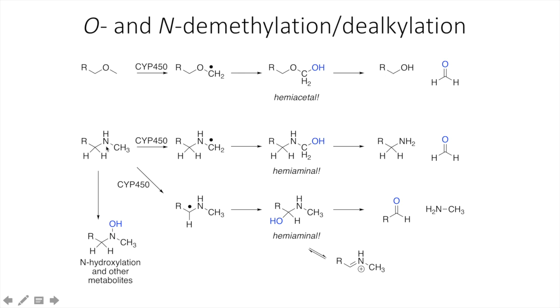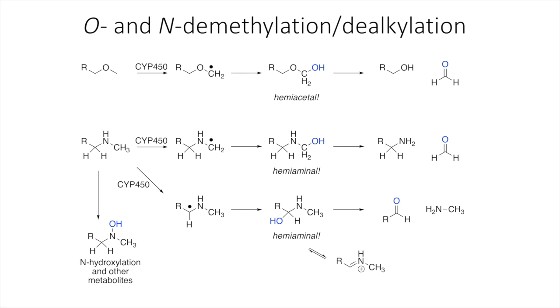In the same way, amines can do a similar reaction. So here I'm generating a radical next to the nitrogen. Once I hydroxylate there, I get a hemiaminal, very similar to the hemiacetal, which would then break down to lose a carbon and give me formaldehyde and give me this amine. So again, this is a demethylation reaction.